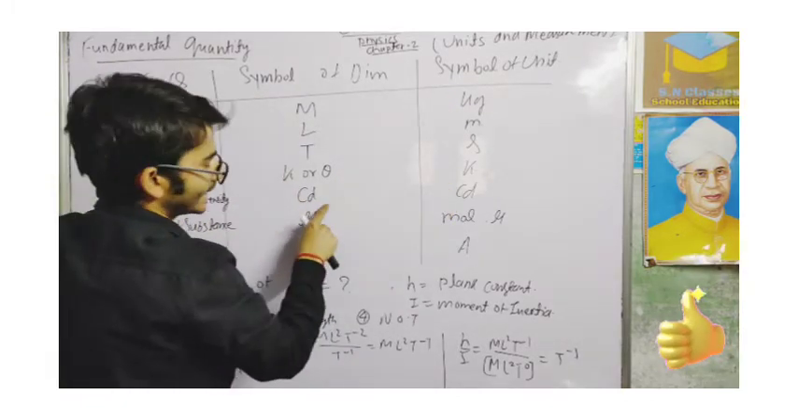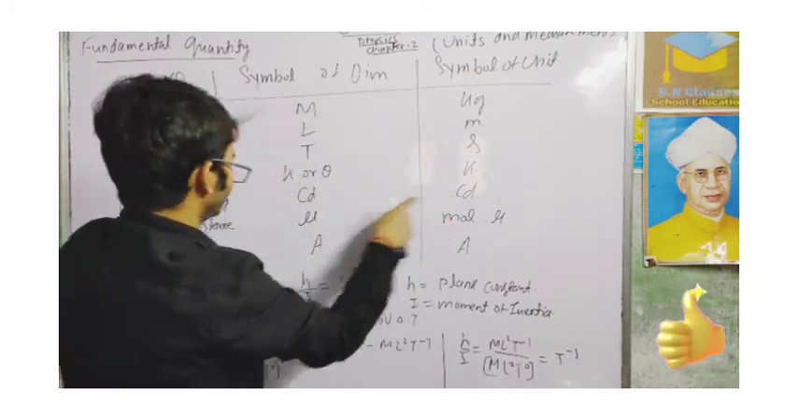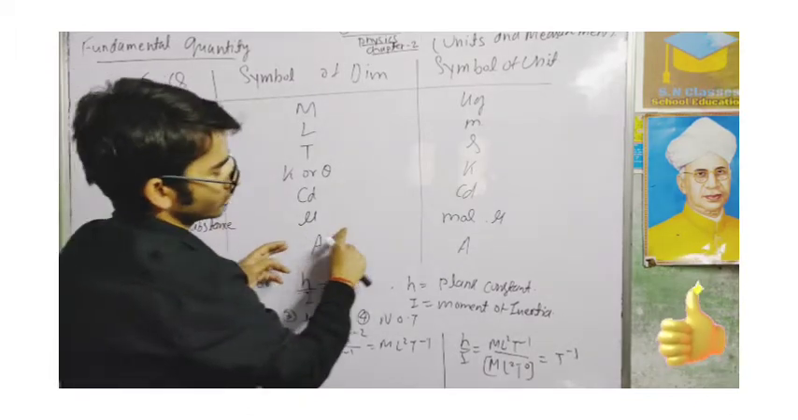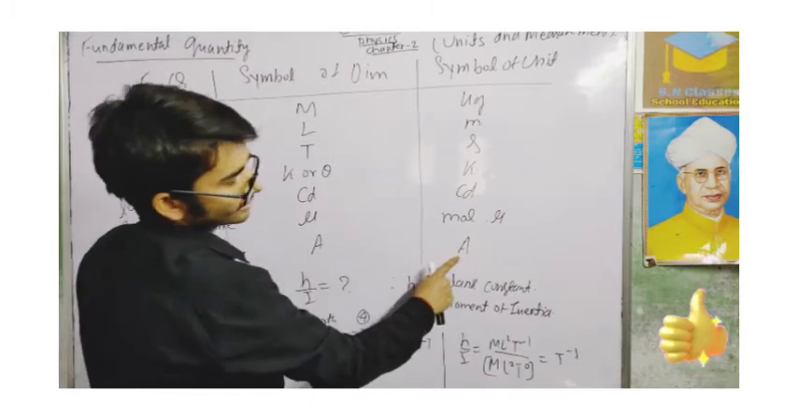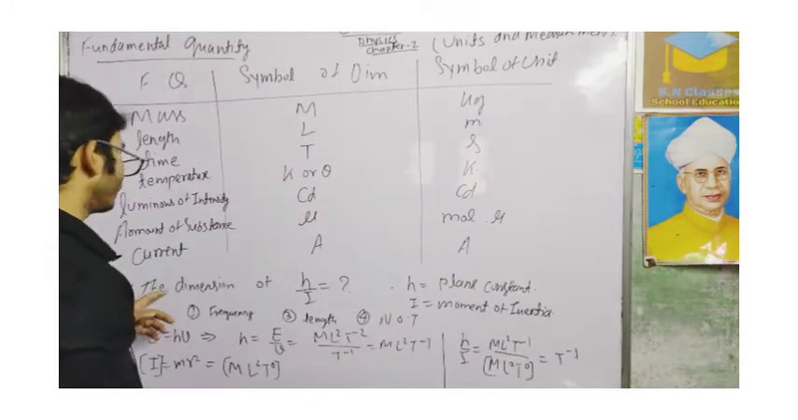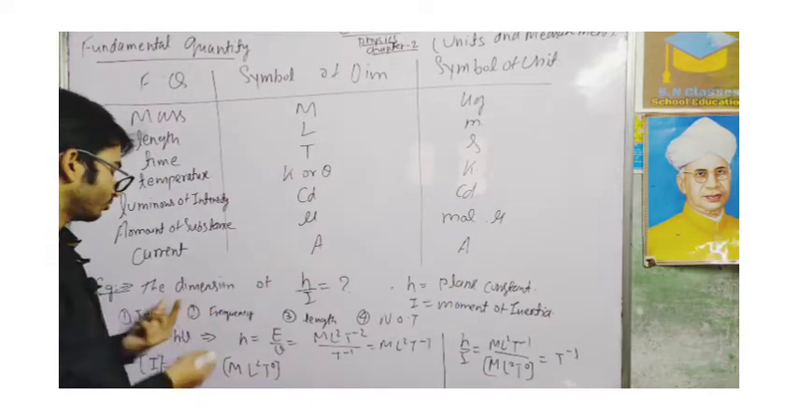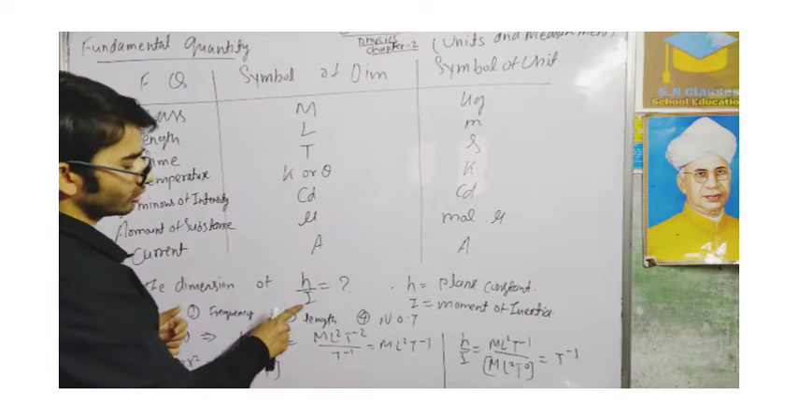The luminous intensity has the unit candela, so the symbol is cd. The amount of substance is mole. The current in electricity is ampere, so the symbol is A. After finding all this, you have the 7 fundamental quantities.